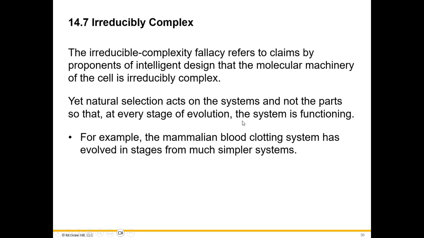However, natural selection is acting on the systems and not the parts, so that at every stage of evolution, the system is functioning. So that's just basically to say all of these changes are building on each other. So it's not like we're having a grand design that needs to be all laid out all at once. We're making small changes to organelles in the cells, small changes to proteins, and then all of those changes are successive and building on each other. We're acting on the system as a whole. So one example of that is the mammalian blood clotting system, which has evolved in stages from much simpler systems over time.